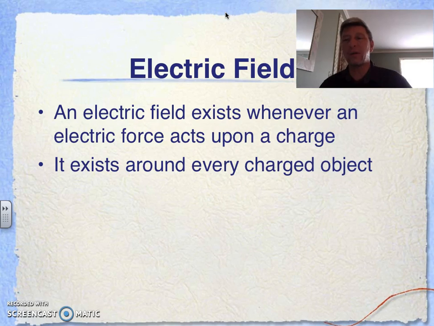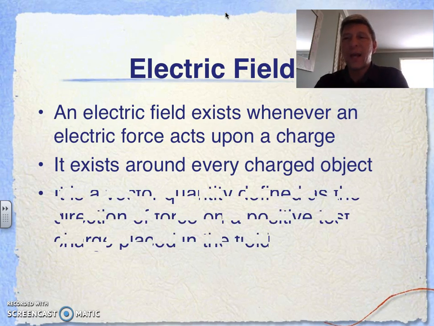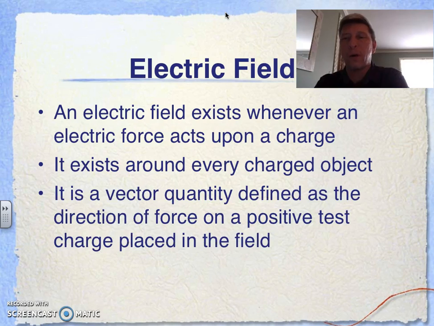Now this field exists around every single charged object in the universe, just like a gravitational field exists around any object with mass. This electric field is something we really need to pay attention to, because you'll remember from yesterday's lesson that Coulomb's constant is actually 20 orders of magnitude greater than the gravitational constant that Newton identified.